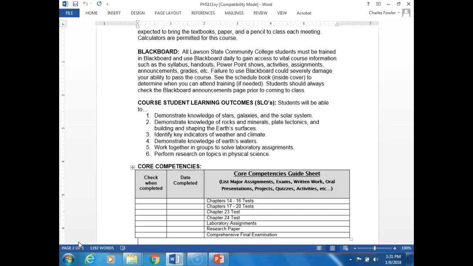Okay? Demonstrate knowledge of the Earth's, identify key indicators of weather and climate. That's chapter 23. So we skipped 21 and 22. That's geologic time and atmosphere. I wish we had time for them, but we just don't. These are a lot of chapters to do in an 8-week mini-term, right?